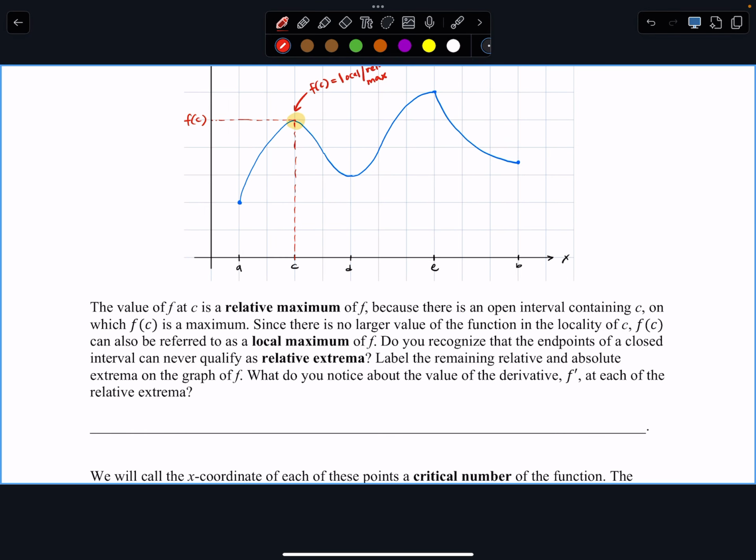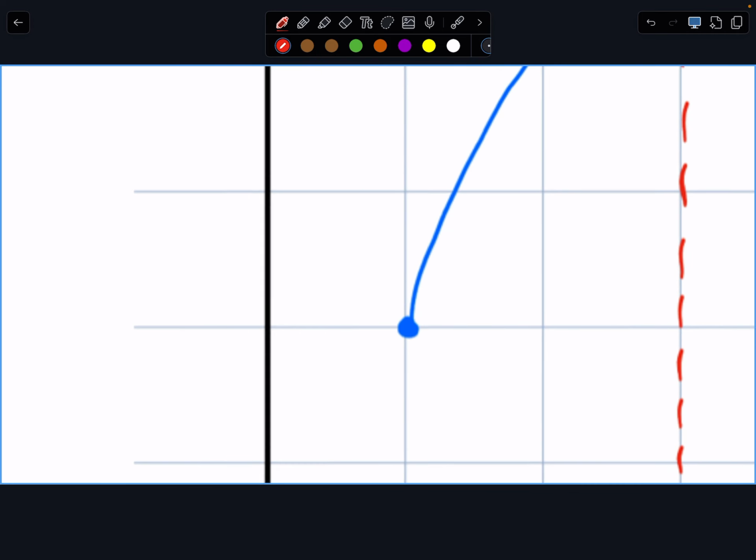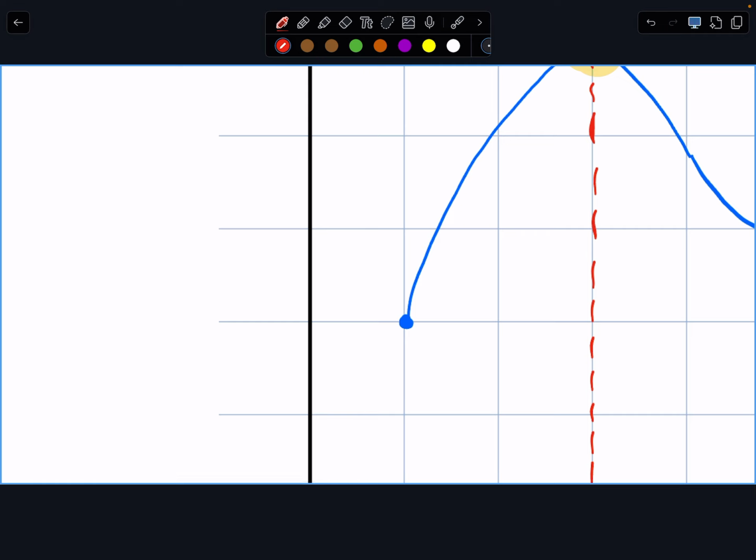Do you recognize that the endpoints of a closed interval can never qualify as relative extrema? Label the remaining relative and absolute extrema on the graph of f. What do you notice about the value of the derivative, f prime, at each of the relative extrema? Before I have you do that, if we consider an endpoint here, what's the issue with the endpoint being a local max or min? There's nothing to the left. You can't create an open interval around the point. So for something to be a relative or local max or min, you have to be able to create an open interval around it.